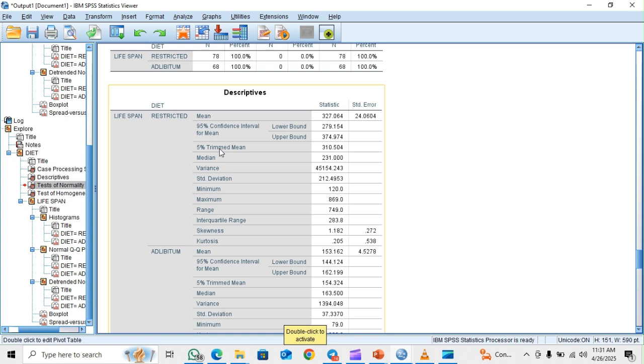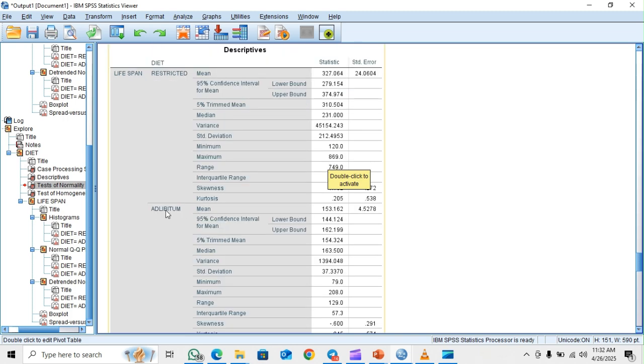So let me go back here. Where is the mean? Okay, see the mean here. The mean here is 327 and the median is 231. So you can clearly see that the difference between the mean and the median is very large, and the restricted diet group does not have a normal distribution because the mean is very much different from the median. If these two numbers were close to each other or equal, you could say that the data distribution is normal. But in this case, it is not.